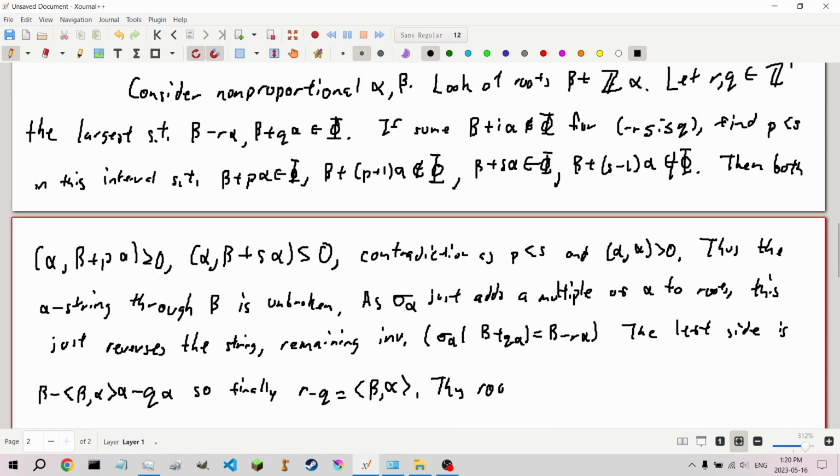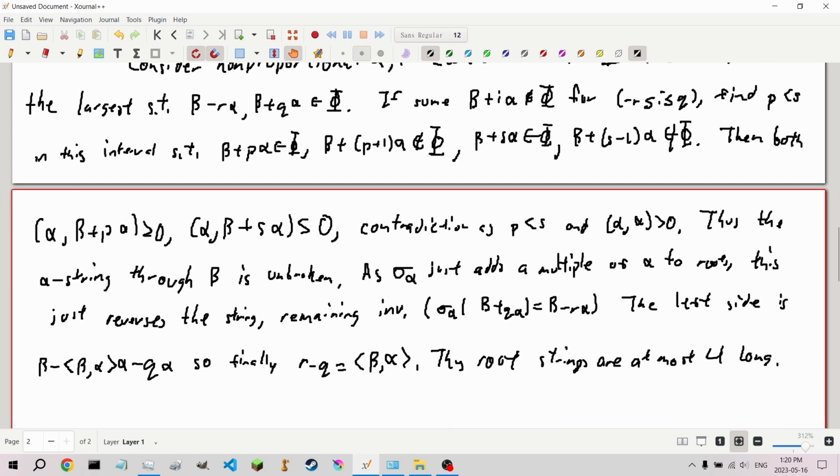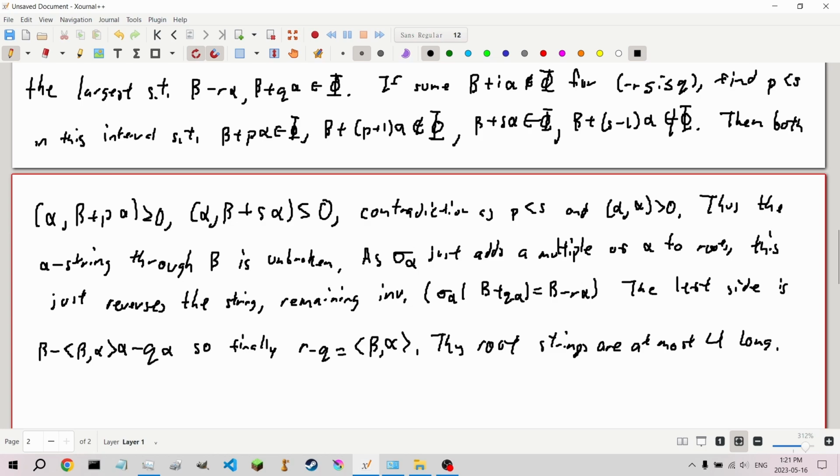Thus, root strings are at most 4 long. And that's the end of that chapter. Up next, we will be looking at simple roots and the Weyl group.